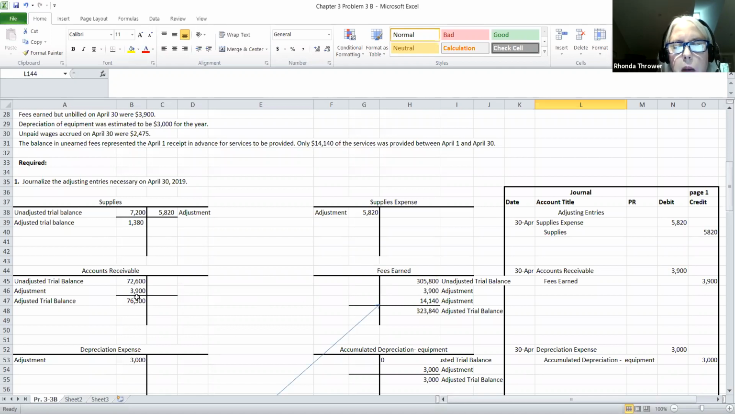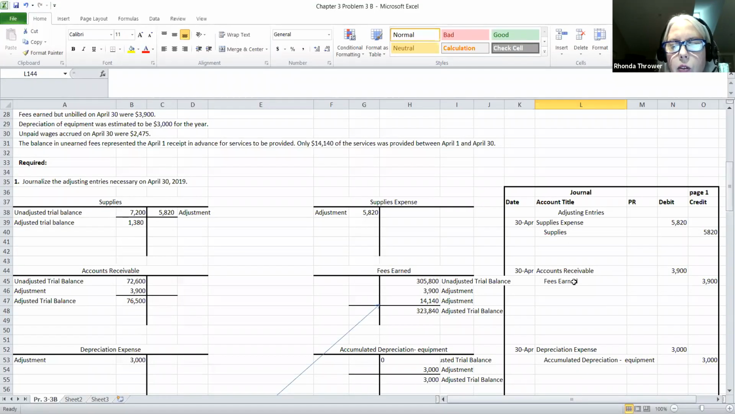I'm going to increase my asset account, and I'm going to increase my fees earned account, which is a revenue account. To increase revenue, we would credit. To increase accounts receivable, we debit. In our journal, always put your debits first. My debit is to accounts receivable for $3,900. I indent and write in my credits. My credit is $3,900 to fees earned, which is a revenue account.